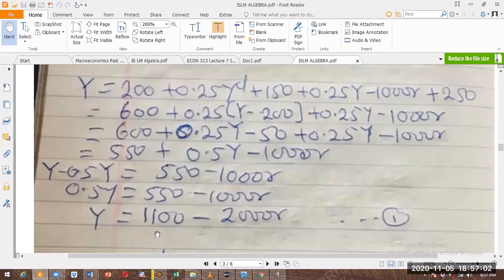So this is our IS equation. You can choose to make R the subject. Dividing by 0.5 is the same as multiplying by two. All right. I hope we all understand.